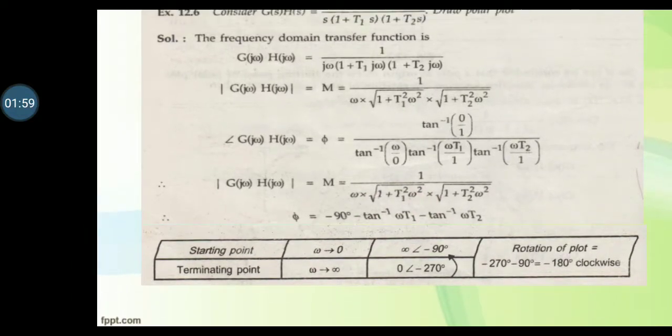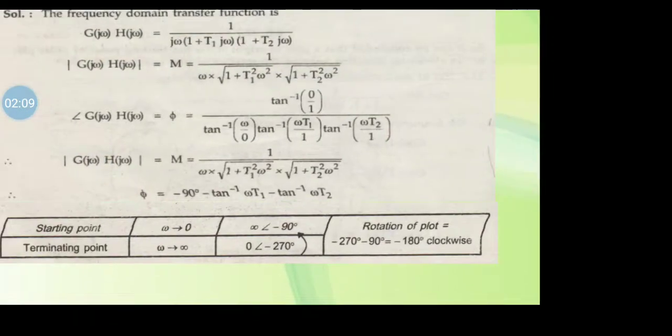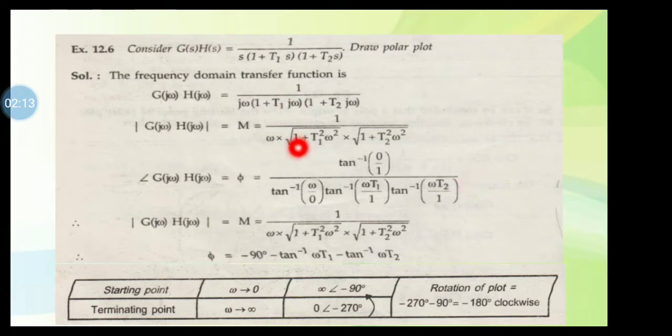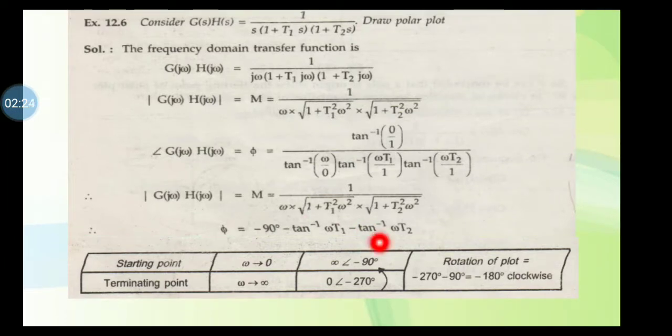So how to find the starting point? Substitute ω = 0, and find the magnitude and angle. When ω is 0, M will be equal to infinity. Substituting ω = 0, these terms are 0 and the angle is −90 degrees. So the starting point is magnitude infinity at an angle of −90 degrees.